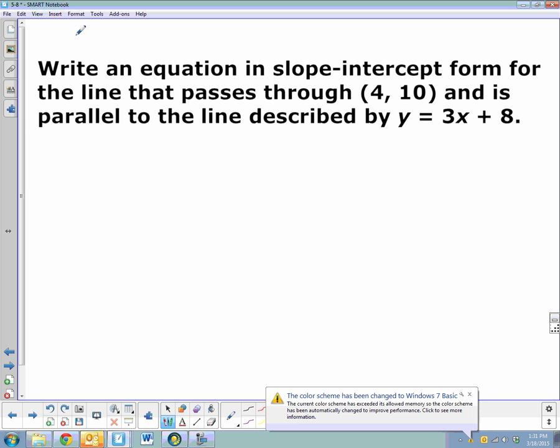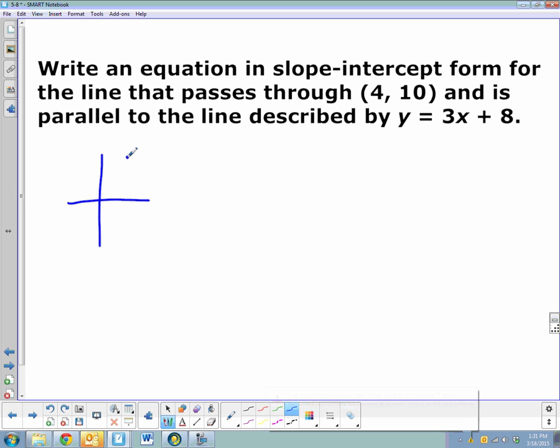So the idea is we've got this graph, and you don't have to draw this. There's a point (4, 10) somewhere over here. We've got this other line that kind of goes like this. And we want to find the equation for the purple line here that's parallel to the red line, and it goes through that point right there. And that's the goal.